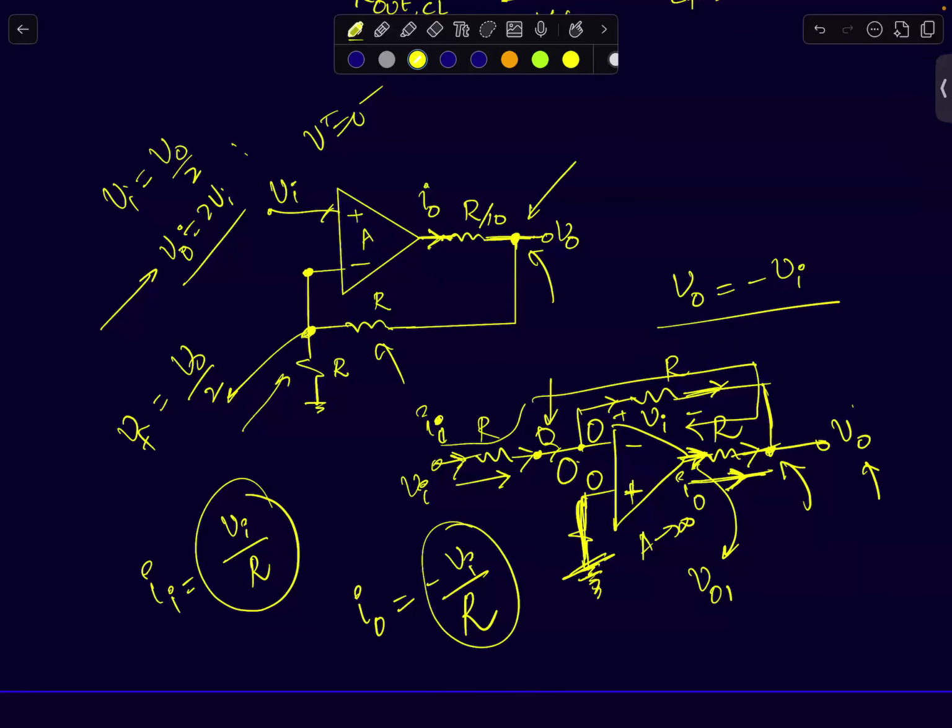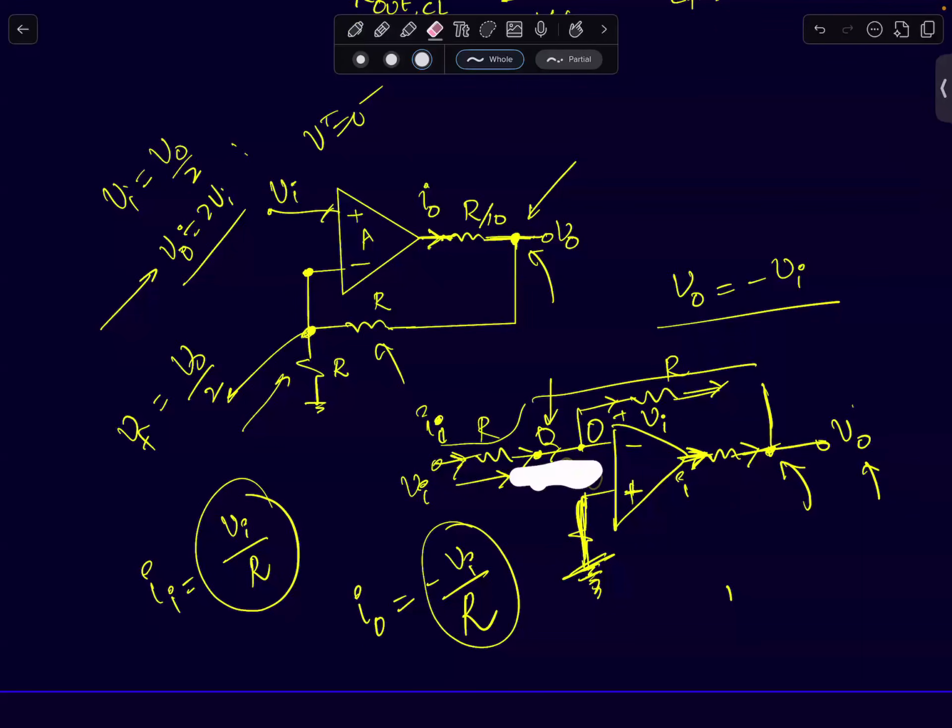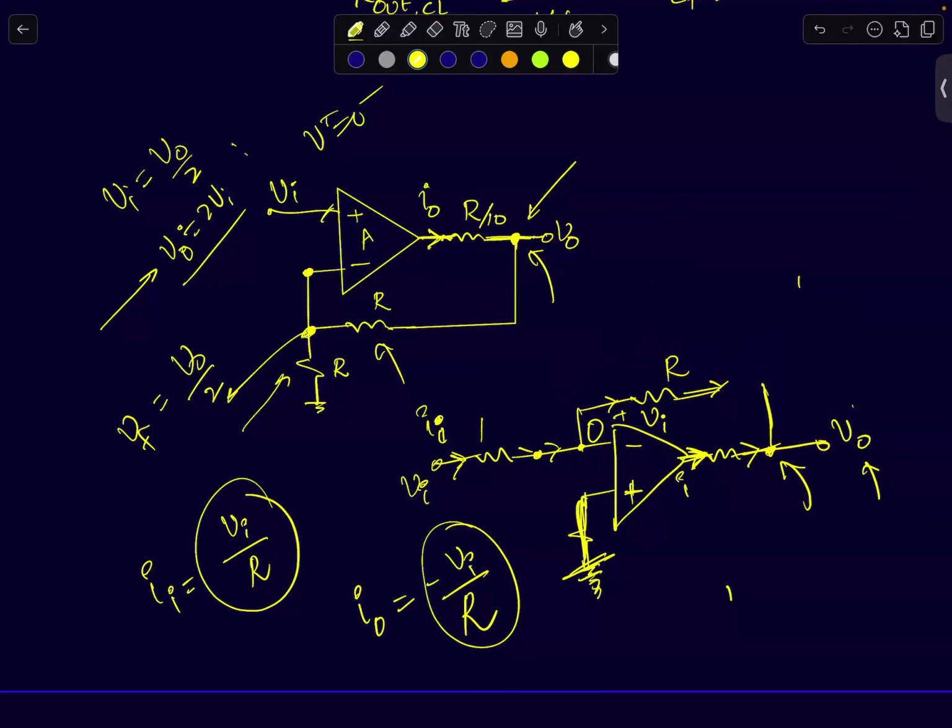Since it is negative, what does it mean? It simply means that the op-amp is sinking that current. Instead of supplying that current, it is sinking that current. So the op-amp is drawing that current inside. So this current Ii is flowing through this into the op-amp. That's what's happening. So what will be the output voltage? V0 is simply minus Vi.